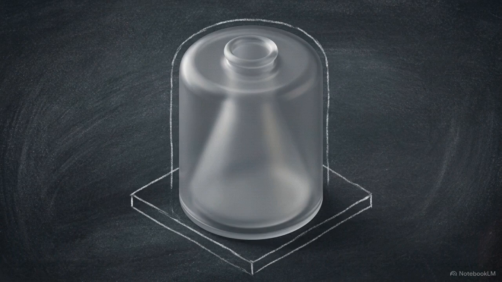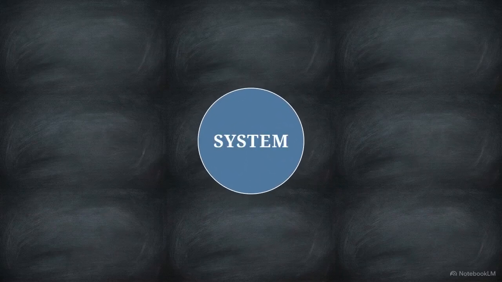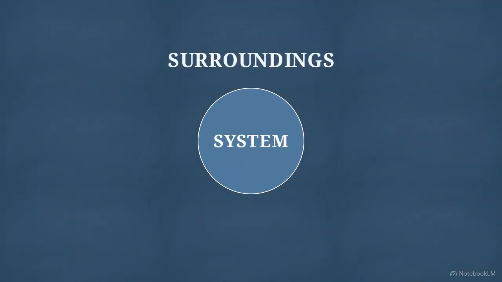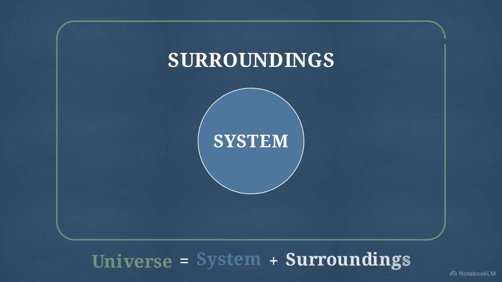Before we track a single joule of energy, we have to define exactly what we are tracking. In any equation, the specific region we are studying is called the system. Everything else around it is the surroundings. Added together, they make up the universe.